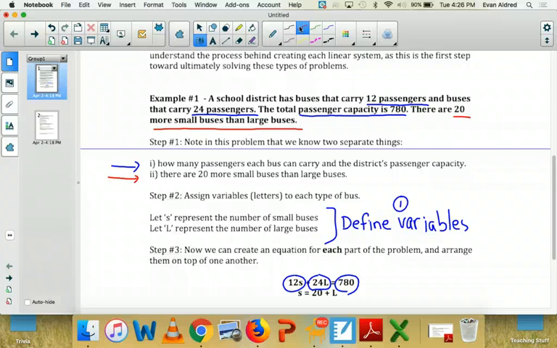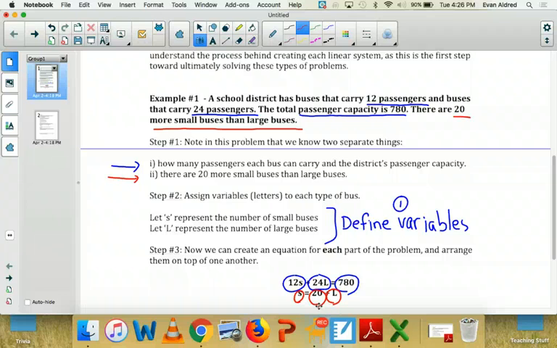Our second equation deals with number of buses. We know that there's 20 more small buses than there are large buses. So the number of small buses, which we've denoted with an S, is equal to the number of large buses, which we've denoted with an L, plus 20. So 20 more than our number of large buses gives us our number of small buses. And that's as far as we're going for right now.